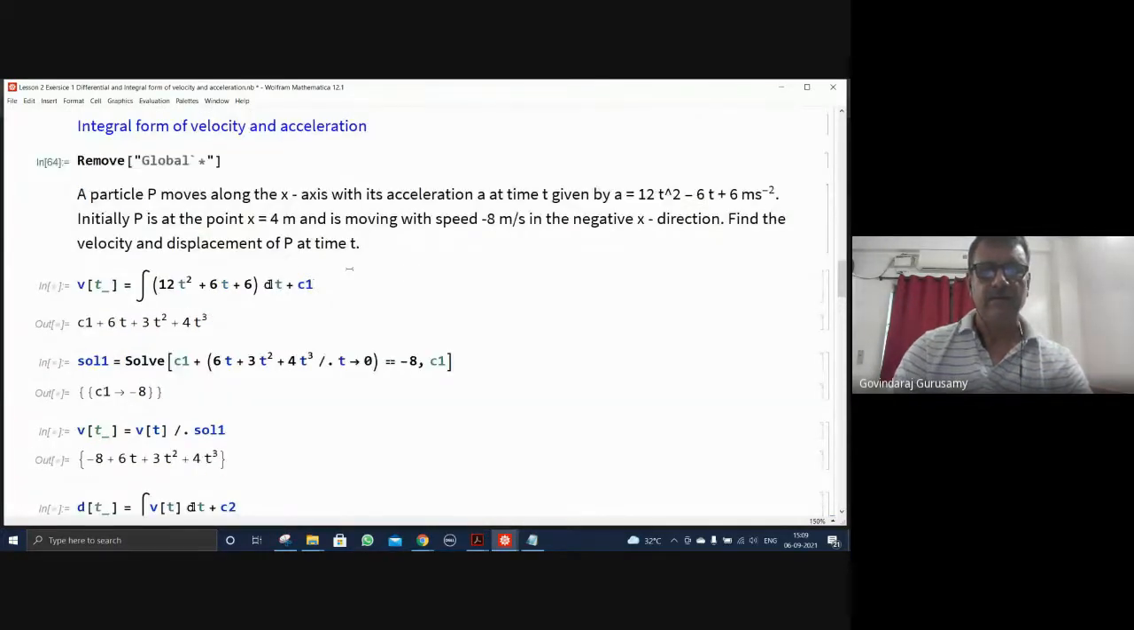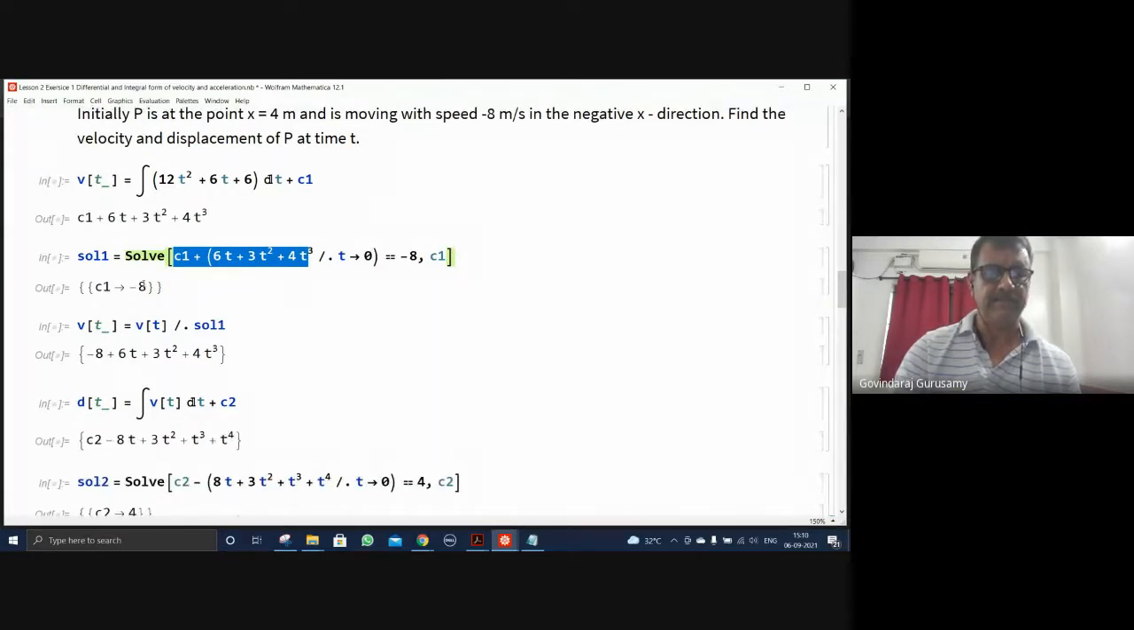Now, the speed is minus 8 meters per second initially at time t equal to 0. So I will take this equation, v of t, here. Substitute at time t equal to 0, v equal to minus 8, which is given. Find out c1. If I find c1, it happens to be minus 8. That's your initial velocity that has been found. It is reconfirmed by the process.